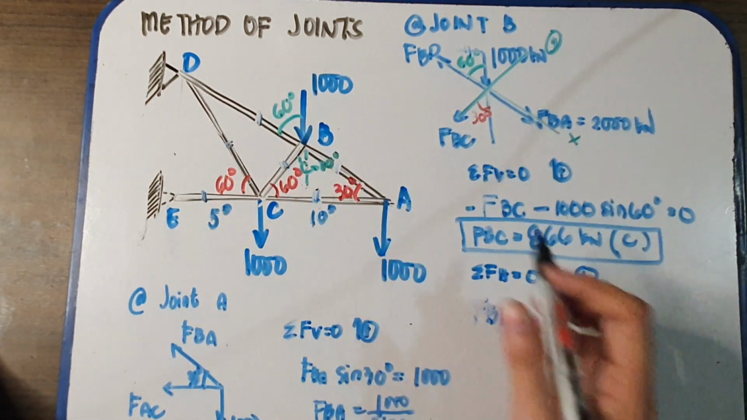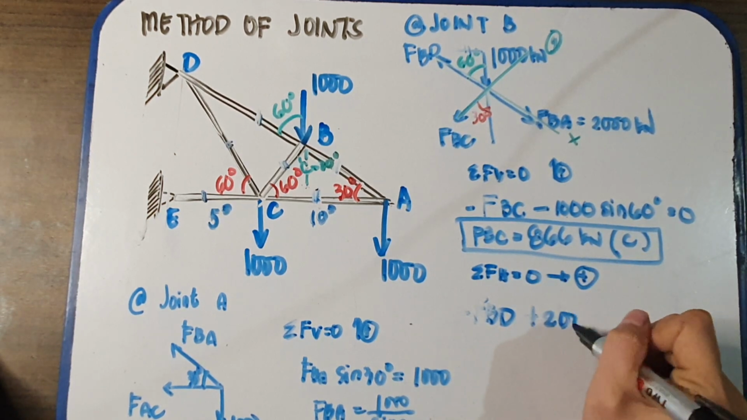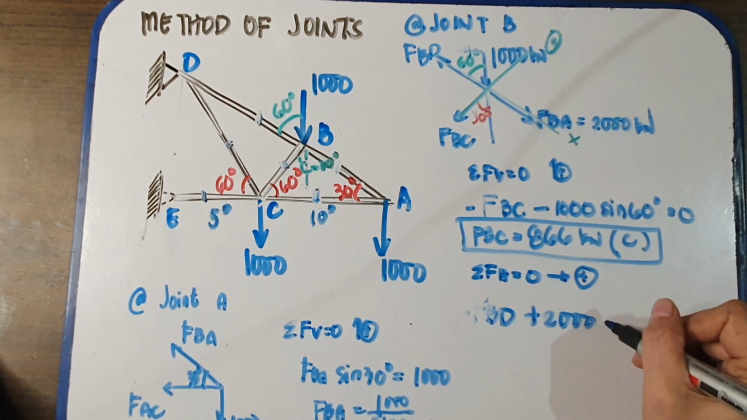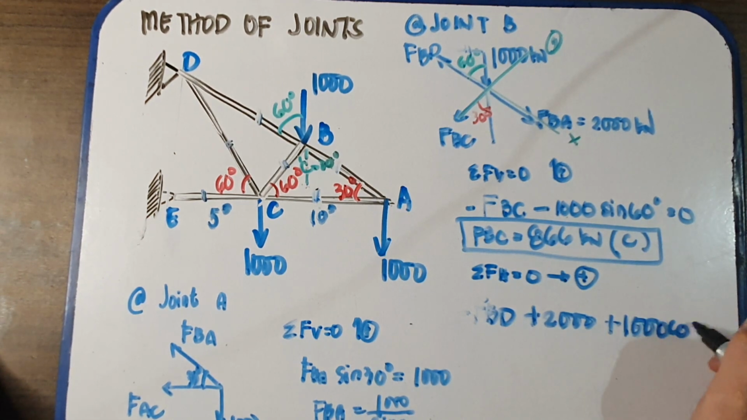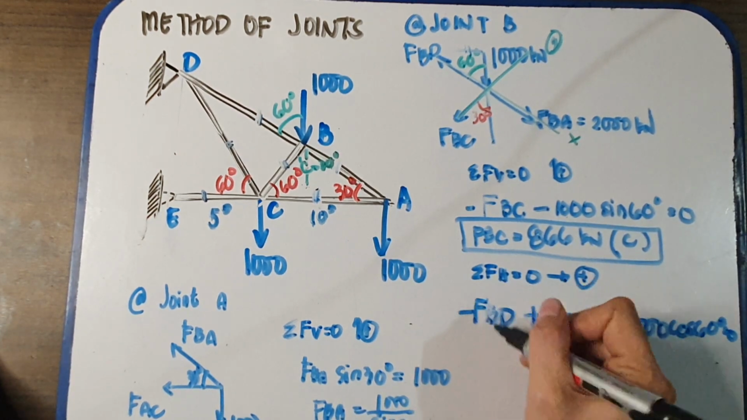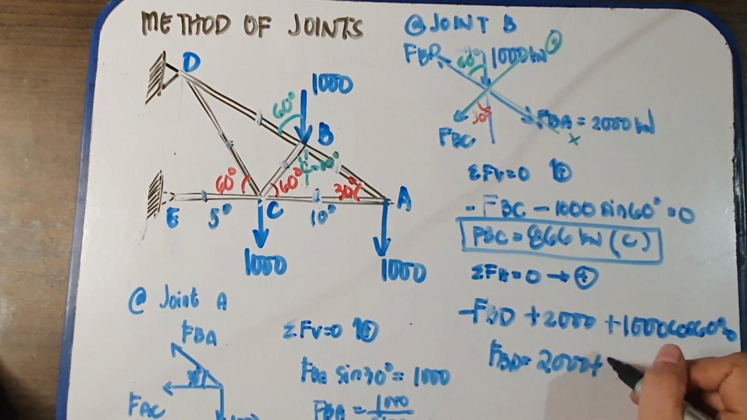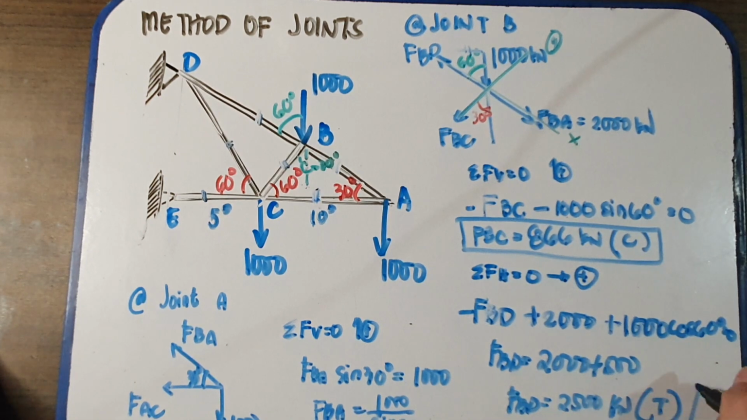Okay, kasi going to the left yan, so negative FBD. Plus 2,000 kasi positive. Next, we have plus 1,000 cosine of 60 degrees is equal to 0. Ito transpose lang natin sa kabila. So, force BD is equal to 2,000 plus 500. Therefore, yung force BD natin is equal to 2,500 kilonewton since that is positive, tension.